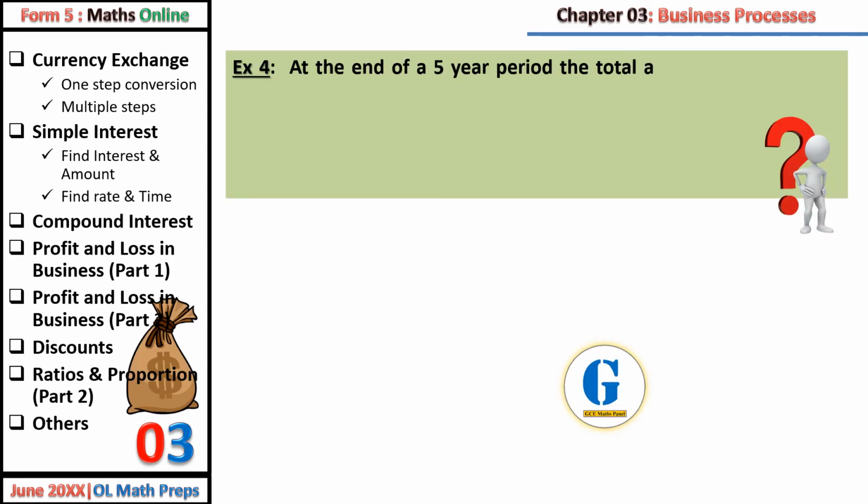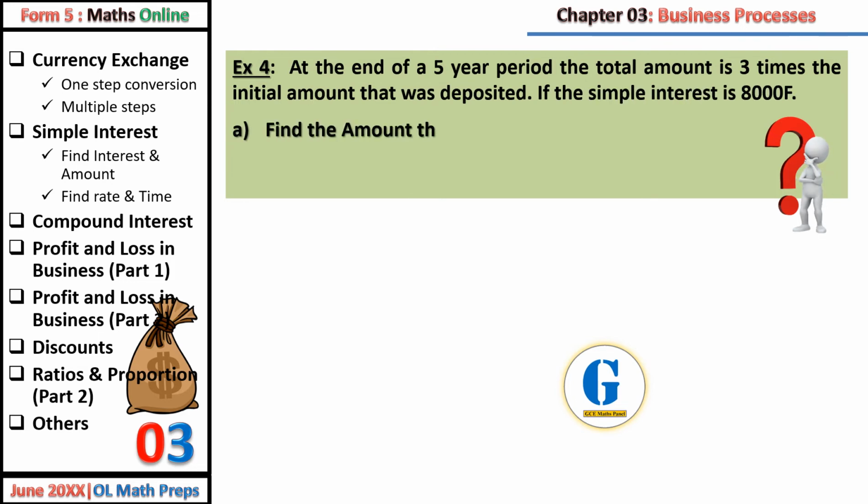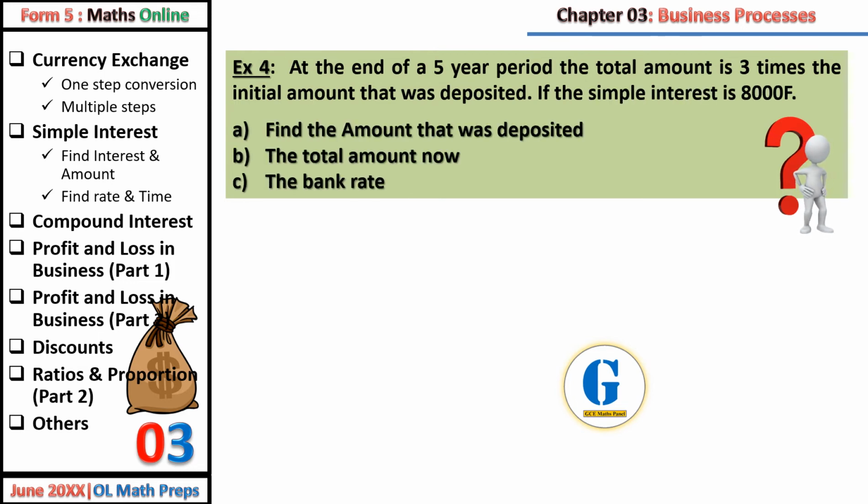Example 4. At the end of a 5-year period, the total amount is 3 times the initial amount that was deposited. If the simple interest is 8,000 francs, find A, the amount that was deposited, B, the total amount now, and C, the bank rate at this simple interest. So the period here is 5 years, and the total amount is now 3 times the initial amount that was deposited, and the simple interest is 8,000.